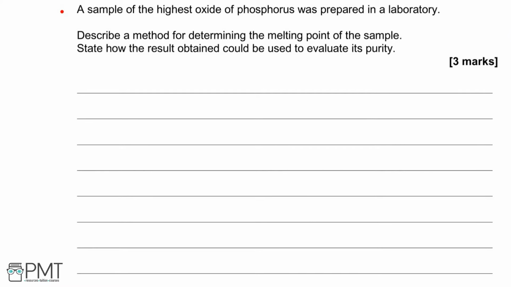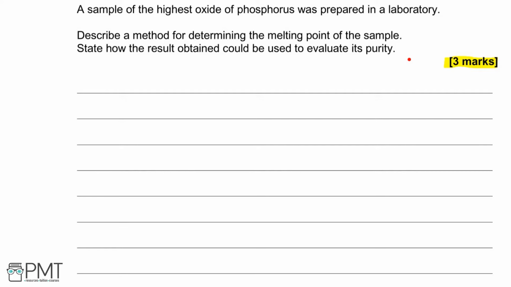A sample of the highest oxide of phosphorus was prepared in a laboratory. Describe a method for determining the melting point of the sample. State how the result obtained could be used to evaluate its purity. This question is worth 3 marks, so there are 3 points we need to make in our answer in order to gain full marks of the question.